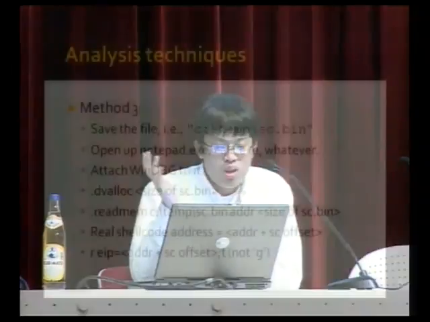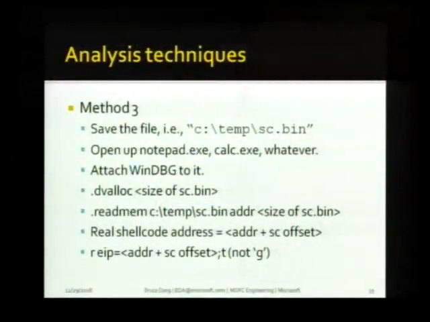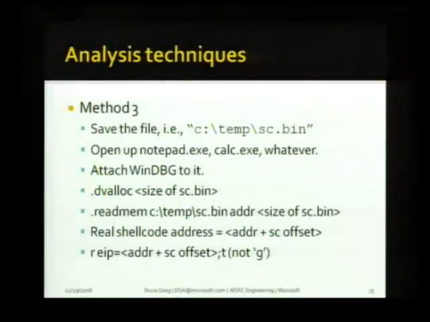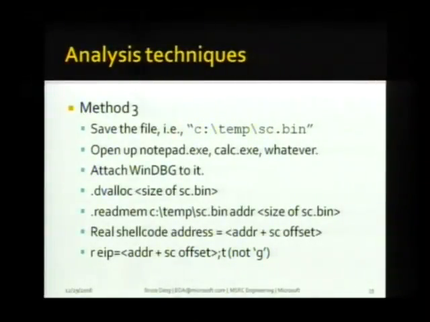So what you do is you save the file as a .bin file. You open up Notepad, calc.exe or whatever, any process you want, and attach WinDBG to it. And then you call .dvalloc. All dvalloc does is allocate a block of memory with read, write, and execute permission. And then you call .readmem, and all readmem does is read the content of a file into memory. That's all it does.